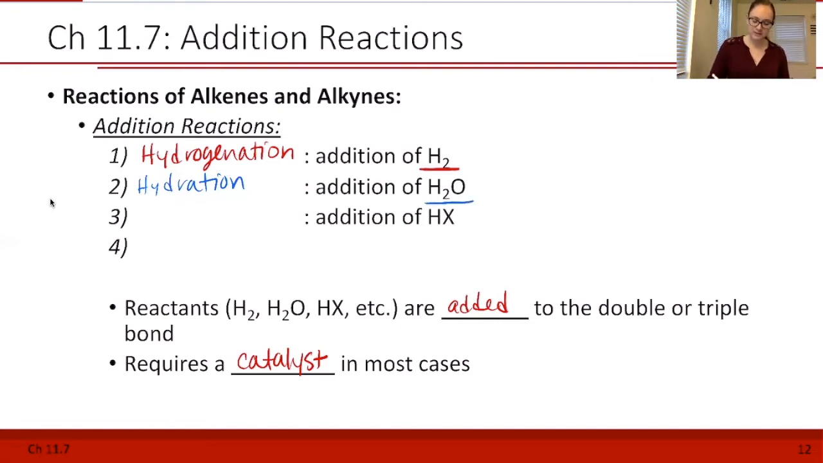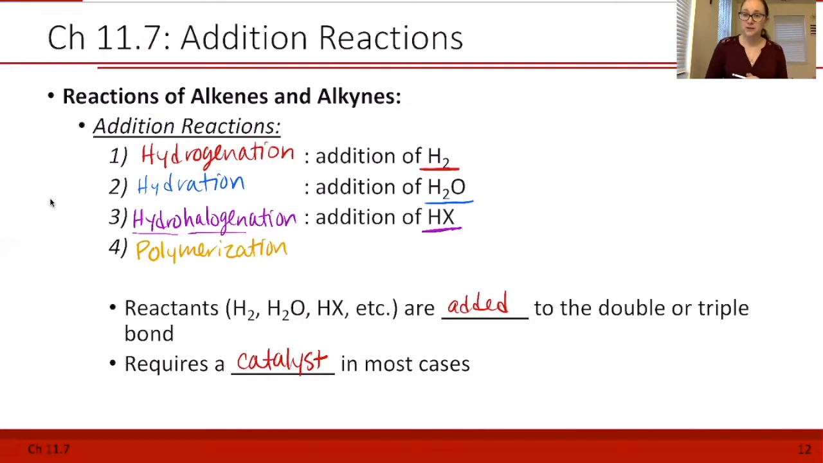And then our third one is called a hydrohalogenation. So you have a hydrogen and a halogen that you add across the double bond. So you have addition of HX. And then our last one is going to be a polymerization reaction. This one, we are not going to learn in this section. We'll learn it a little bit later, about a week from now. But in this section, we're going to be talking specifically about our first 3: hydrogenation, hydration, and hydrohalogenation.